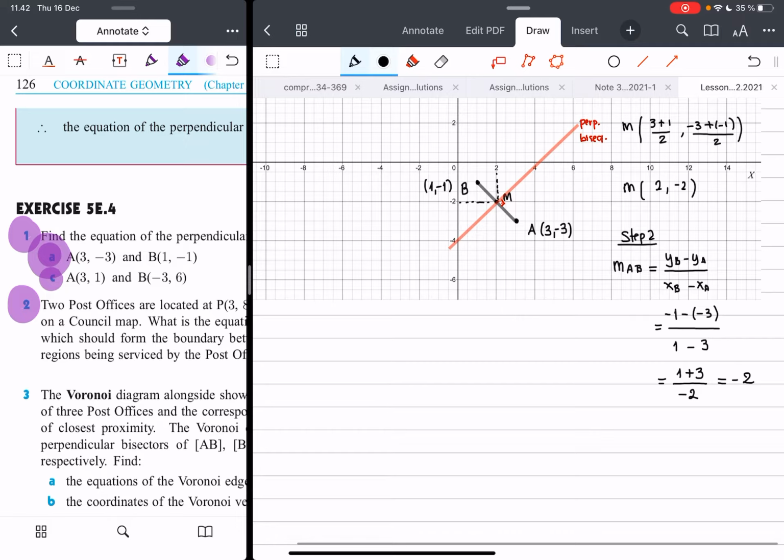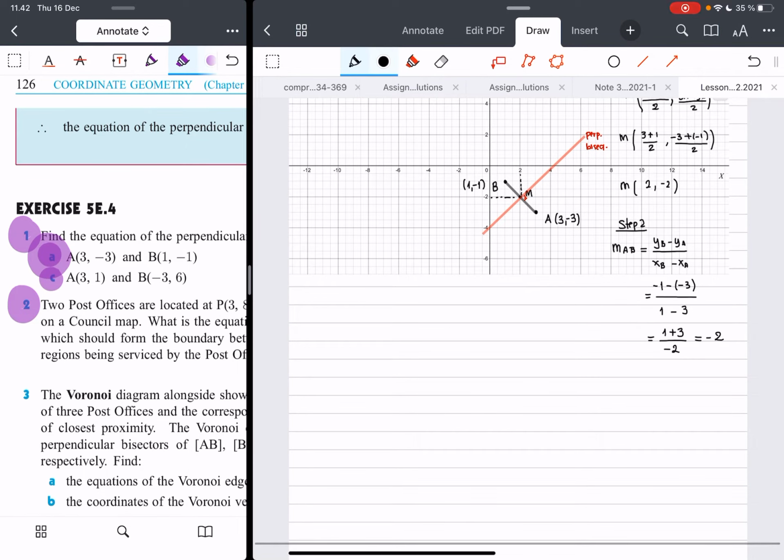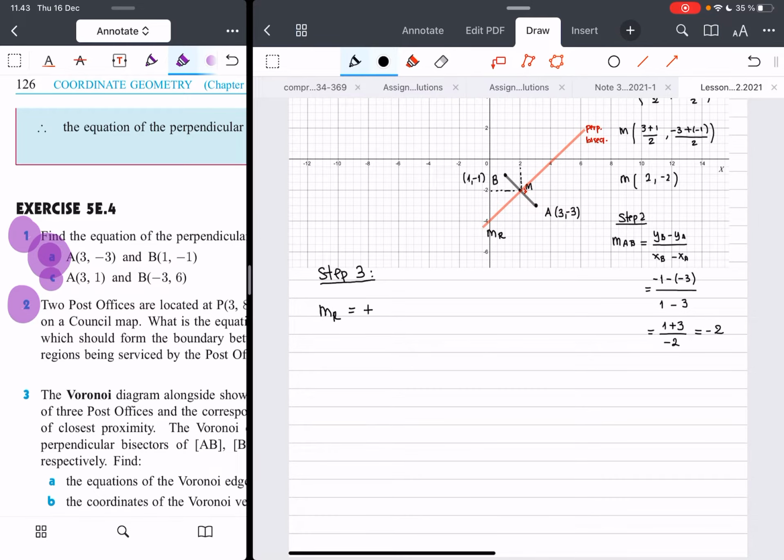Okay, step 3. Now that we know the slope of the gray line, step 3 is now to find the slope of the perpendicular bisector line. Let's call it red. So we're looking for m_R, the slope of the red. As we learned in the previous lesson, perpendicular lines have the opposite sign. So if that's -2, then this is going to be plus. And you have to flip them around. You have to take the inverse number. So if that is 2, the slope of the red is 1/2.